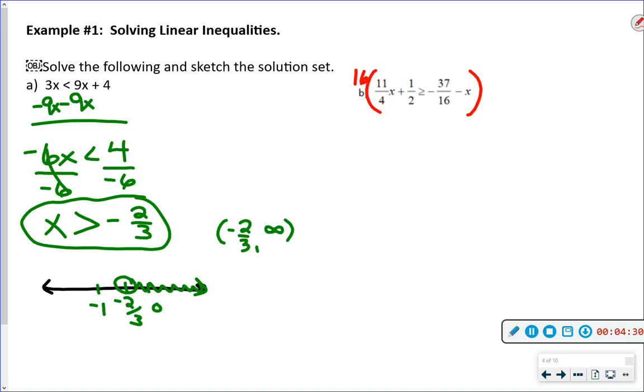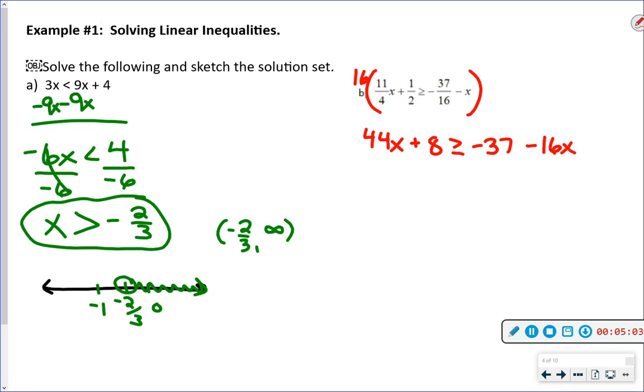Now, if you need to use your calculator, so be it, but let's try to do a little mental math here. If you're looking at this, you're like, but wait, 4 goes into 16 4 times 11x. That's not so bad. I can do that in my head. 16 times 1/2, we can do that in our head. What's half of 16? 8. The 16s would cancel out here, so you just have negative 37, and then 16 times negative x.